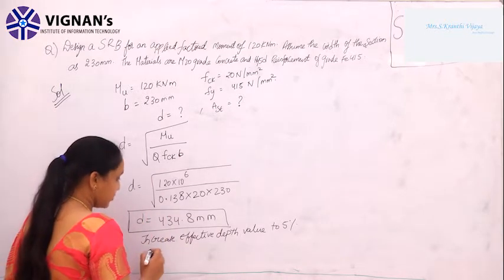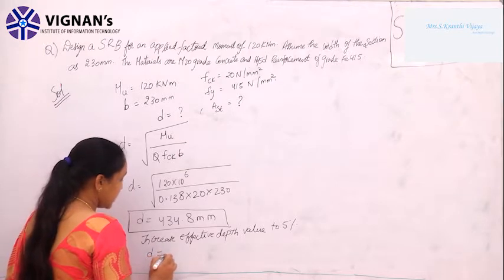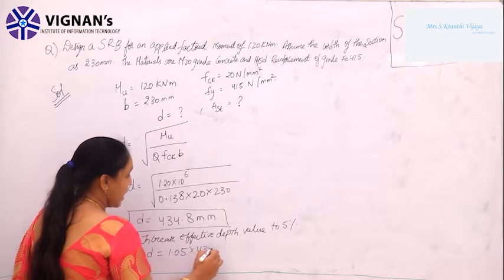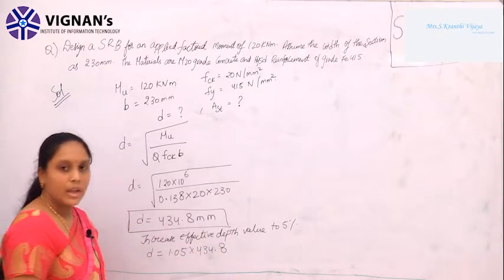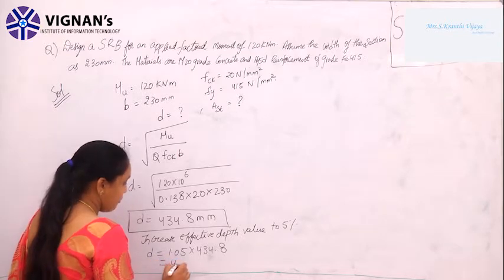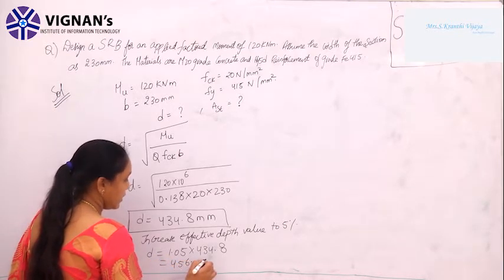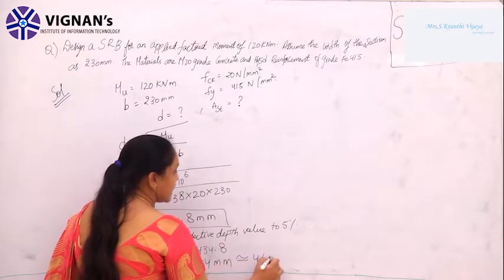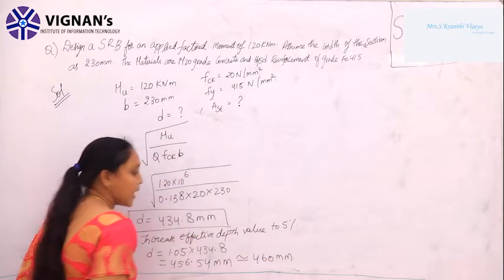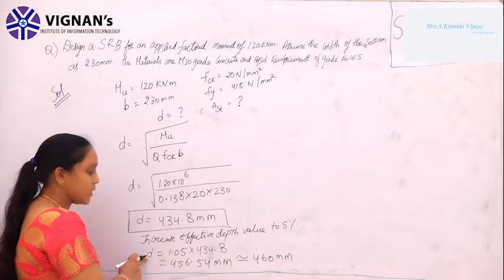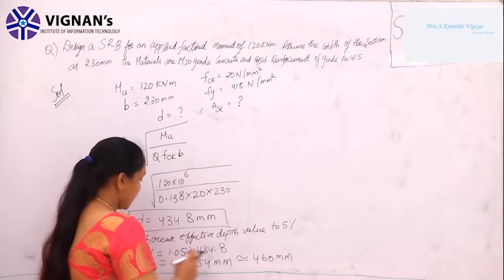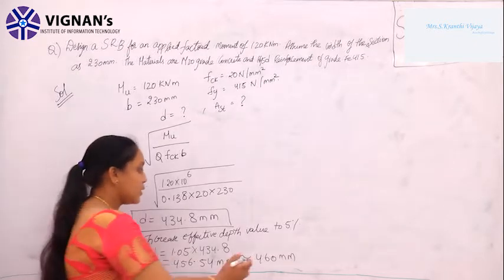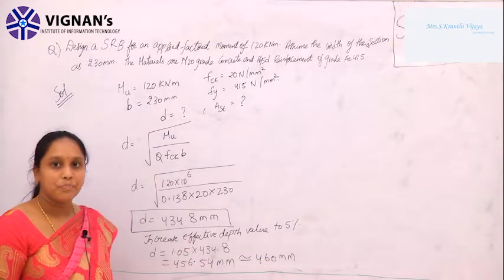So if you increase this, what value of effective depth do you get? d is equal to 1.05 into 434.8, which gives you 456.54 mm approximately, which you can write as 460 mm. So the effective depth d is approximately 460 mm. The effective depth value you got is 460 mm.